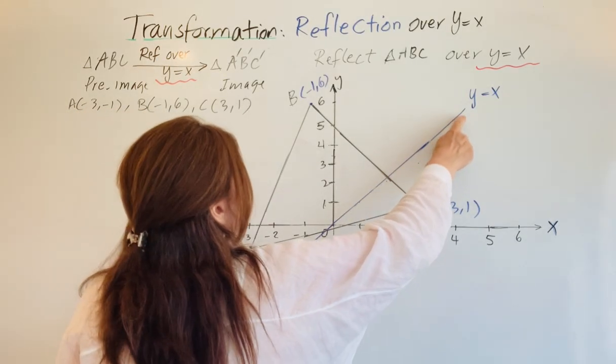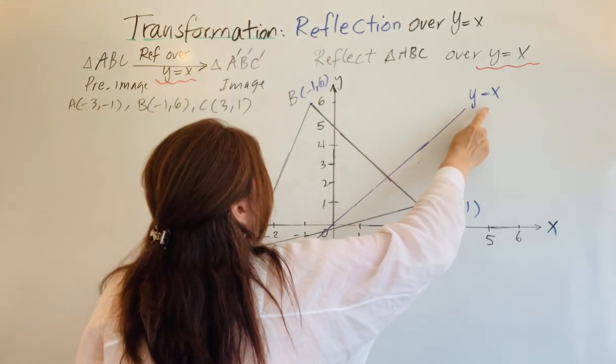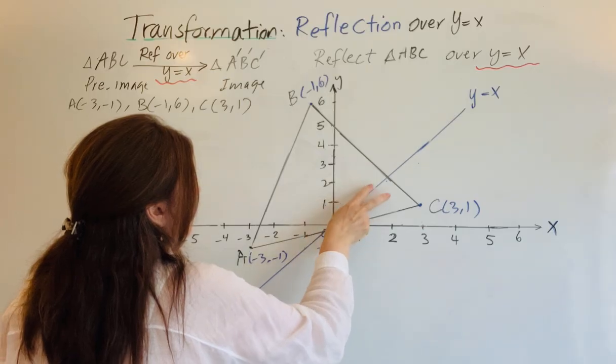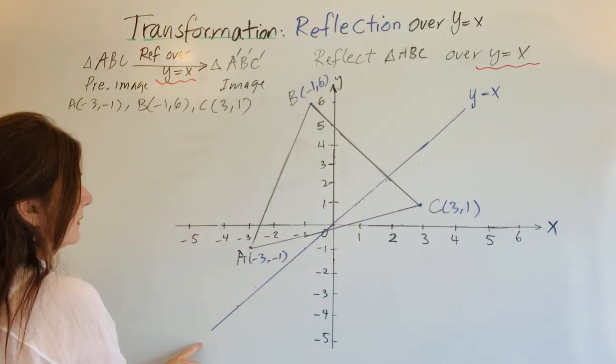In this lesson, I'm going to explain reflection over y equals x. This axis is y, and the line is y equals x because all x and y's are equal, both here and here.